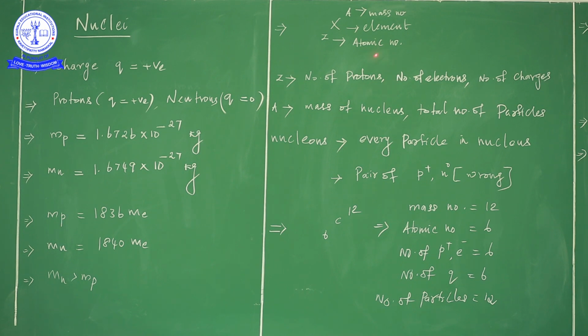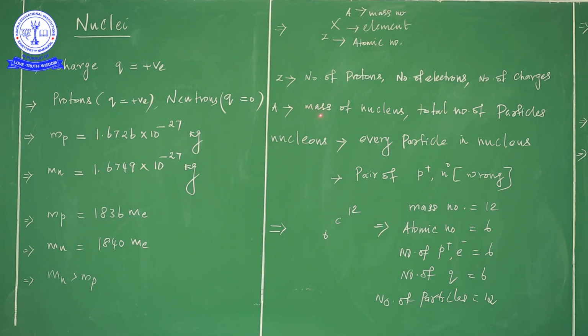So from atomic number we can identify three things. One is the number of protons in the nucleus, the number of electrons in the orbital, and the number of charges in the nucleus. So from atomic number these are the three things we can identify. Then mass number. From mass number, what are the things we can identify?